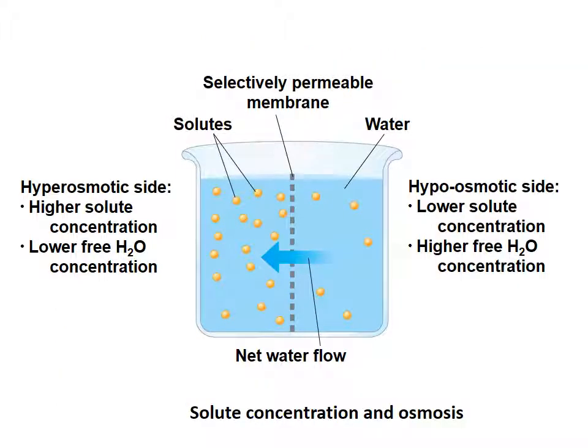So here is a picture showing you that. On the left-hand side, that is the hyperosmotic side. You see more solute molecules in yellow and less water. On the right-hand side, you see fewer solute molecules and a lot of water, so it's hypoosmotic. And hypoosmotic means there's low solute concentration and higher free water molecule concentration.